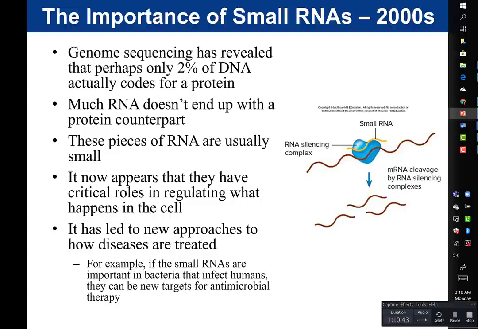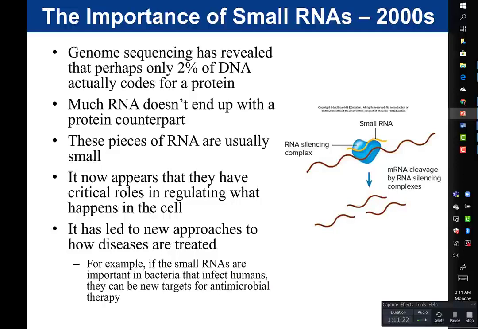And it now appears that they have a critical role in regulating what happens in the cell. So they control how long the mRNA hangs around, for example. It appears they have a very critical role, even if they're not used to code for proteins, because normally mRNA is used to code for proteins. But these other small RNAs, even though they don't code for protein, still have a very important role. And this has led to new approaches in how diseases are treated.